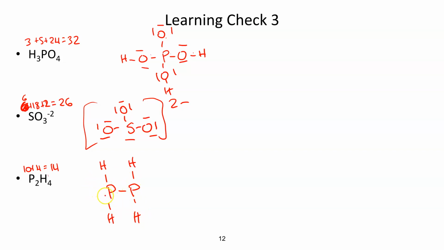That's a big no-no. Whenever you have these multiple P's, C's, N's, whatever it is, whenever you have a duplicate of an element, you connect them together first, and then you have these other H's, you just distribute the H's evenly so they look like mirror images of each other. Now I have 14 electrons. I use 2, 4, 6, 8, 10, 12, 14. There's the Lewis structure for P2H4.